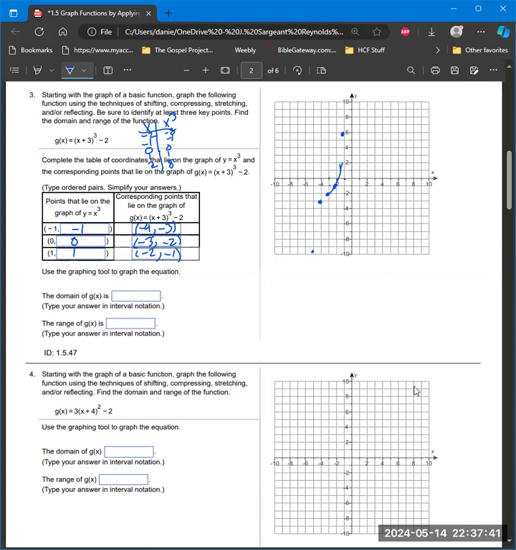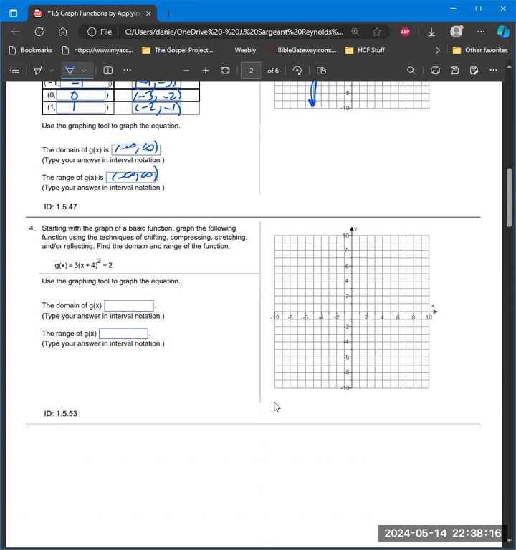And this is going to look like this. This still has the same shape as x cubed, just been shifted left and down. So there we go. And so domain is still negative infinity to infinity for x, and negative infinity to infinity for y for the range.